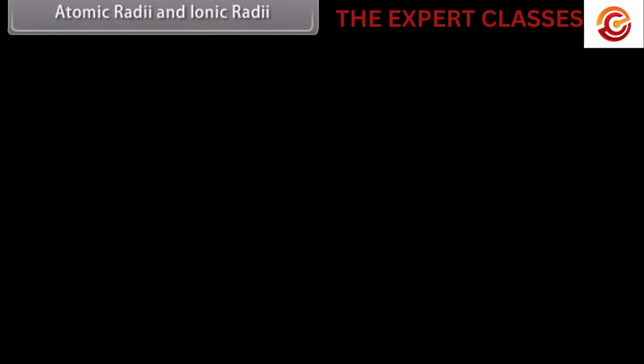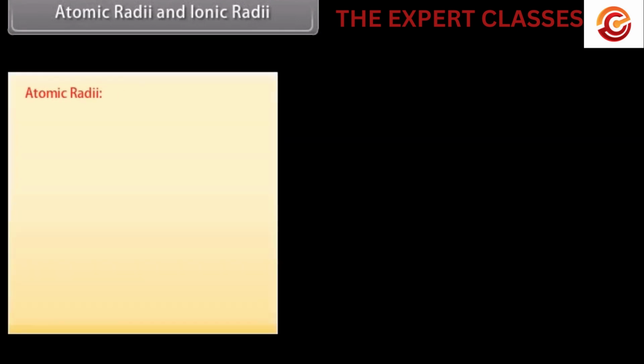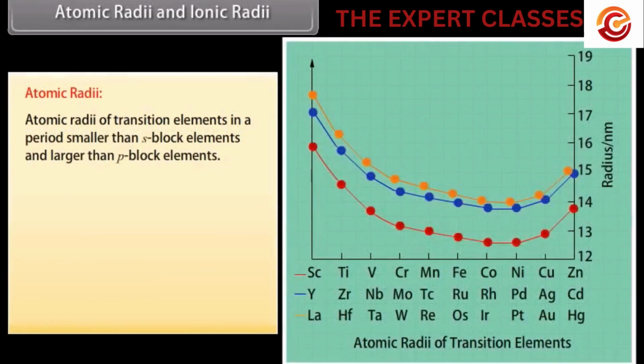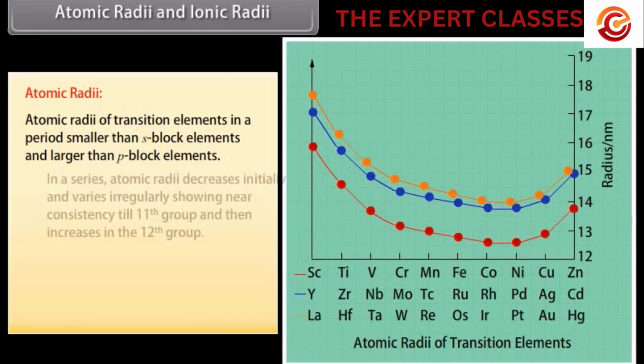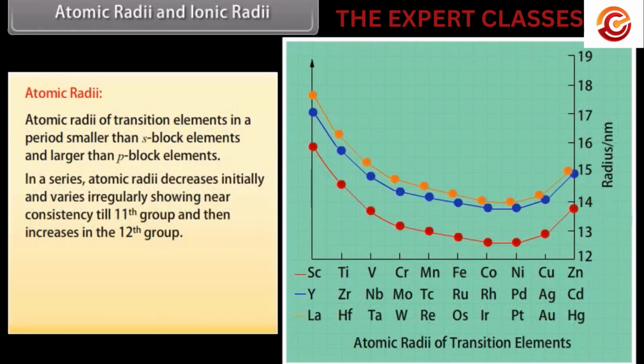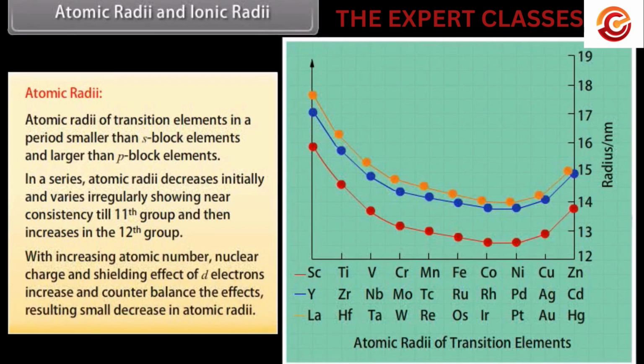Atomic radii and ionic radii. Atomic radii. Atomic radii of transition elements in a period are smaller than s block elements and larger than p block elements. In a series, atomic radii decreases initially and varies irregularly, showing near consistency till 11th group and then increases in the 12th group. With increasing atomic number, nuclear charge and shielding effect of d electrons increase and counterbalance the effects, resulting in small decrease in atomic radii.